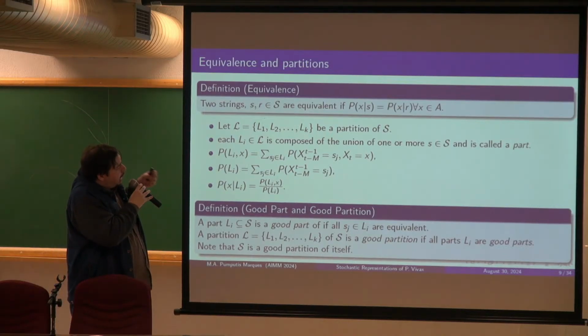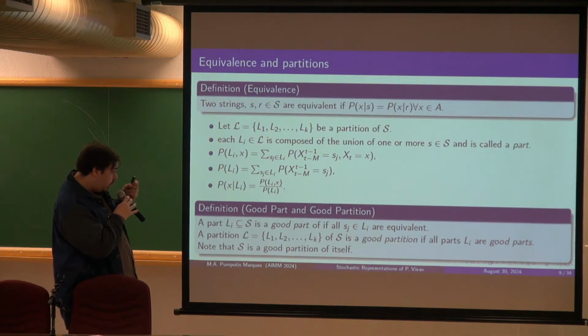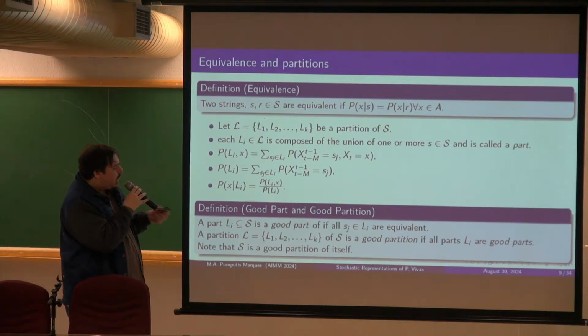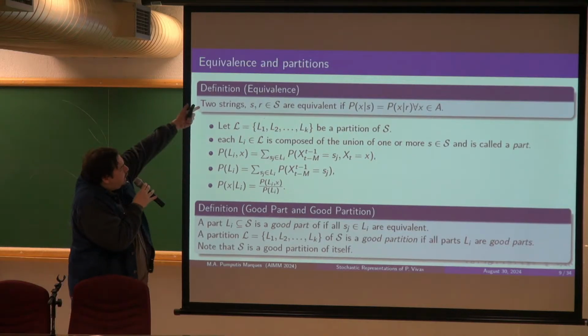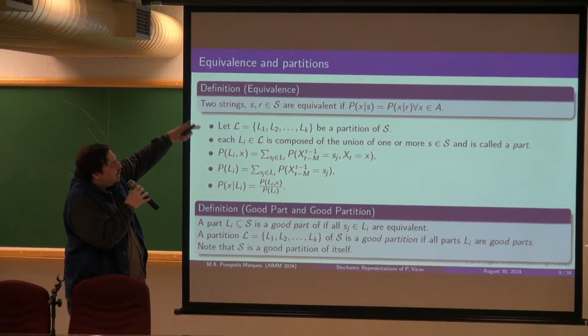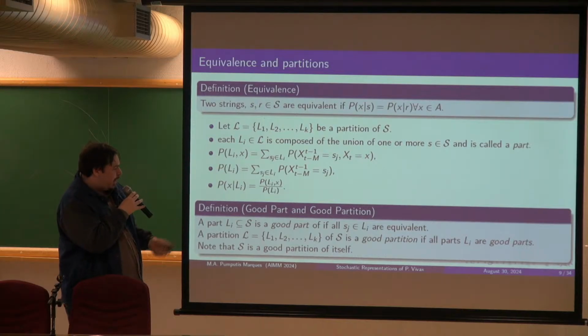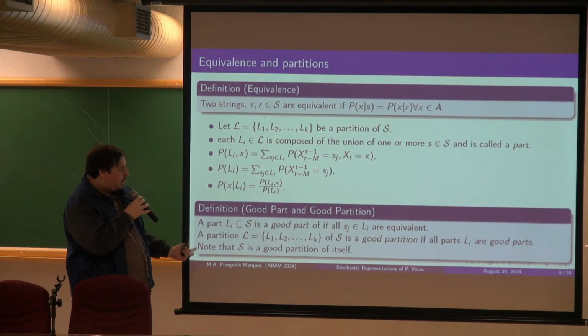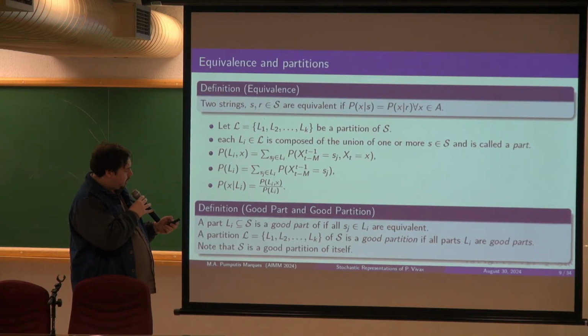After that, we can define what is a good part and a good partition. A good part is a part where all states are equivalent. That is, I did not make a mistake here: the two strings really were equivalent. I joined them in a part, and if that is true, that part is a good part. And a good partition is a partition where all parts are good parts.